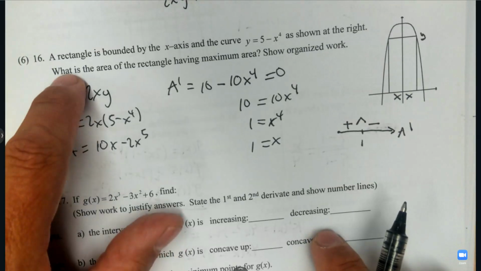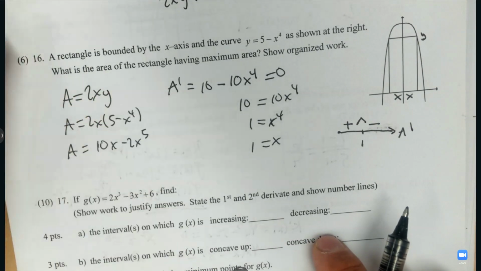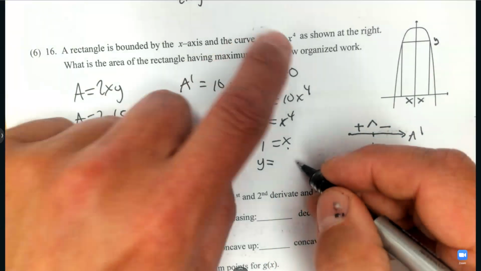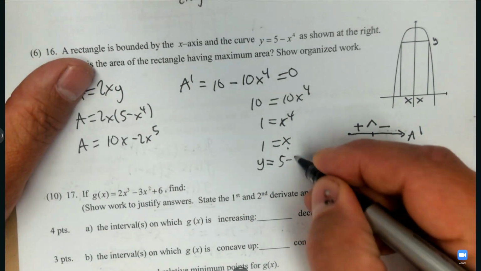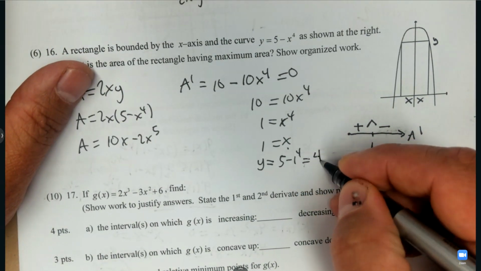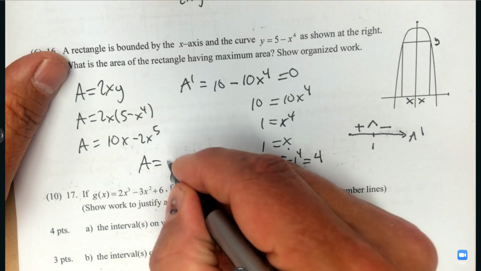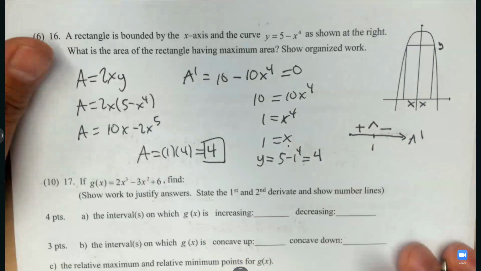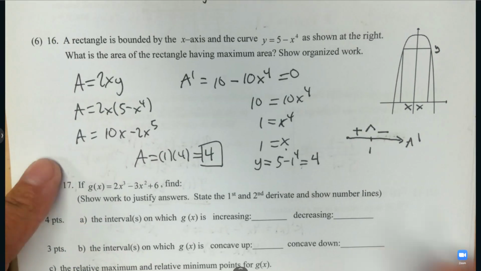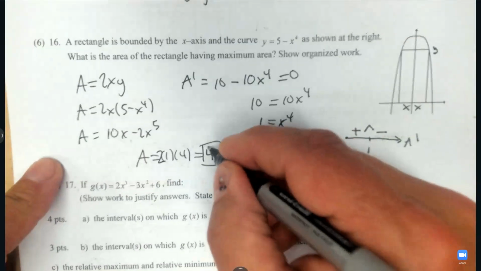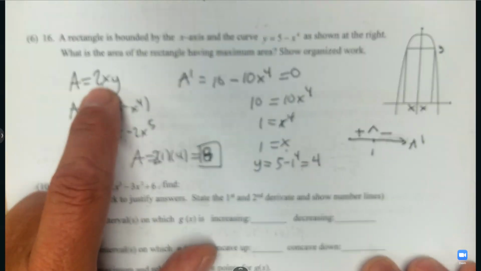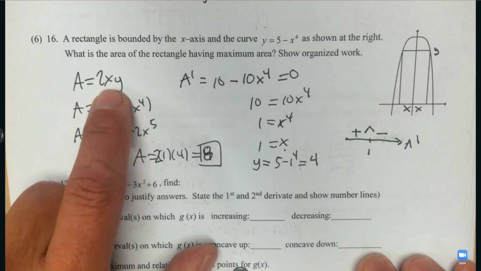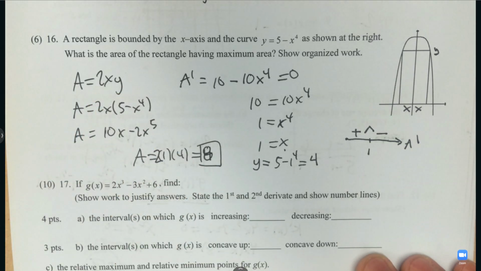And it says, what is the area of the rectangle? So the x value is 1. To find the y value, I go back in here and plug in 1 for x. So it's 5 minus 1 to the 4th. That's 4. And that means the area is 1 times 4, which is 4. Actually, it's 2x, right? So let's do it right. So 2 times 1 times 4, which is 8. So back in here, the x value is 1, the y value is 4, and then you plug it into the area formula, and that gives you the area, which is 8.